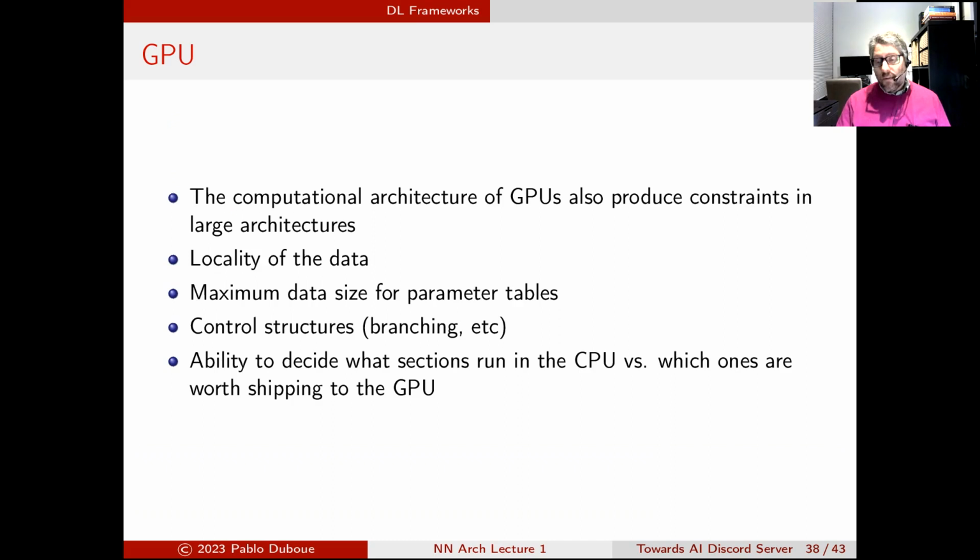And then we also need to have some understanding of the computational architecture of GPUs, because they produce constraints, particularly for large architectures. These include issues regarding the locality of the data, the maximum data size for parameter tables, the type of control structures they can take, like branching and branch predictions, and then the ability to decide what sections we want to run on the CPU and which ones we want to ship to GPUs.